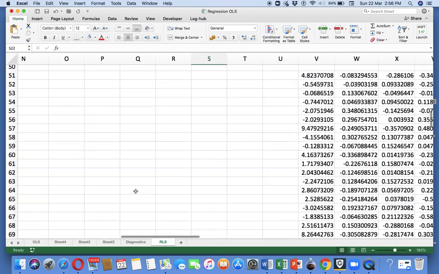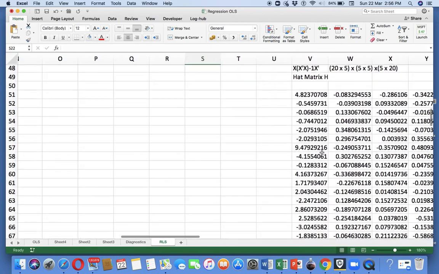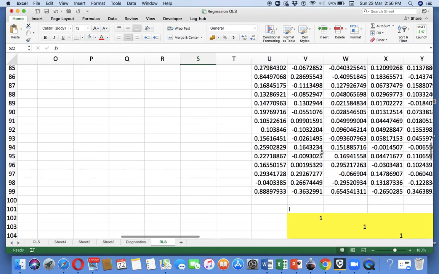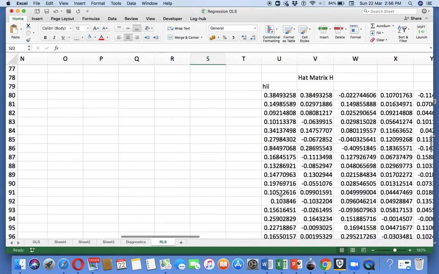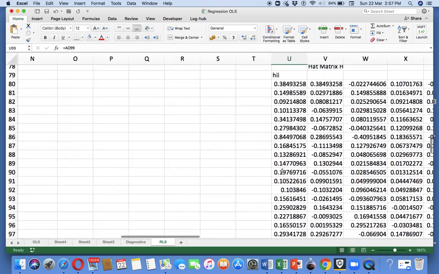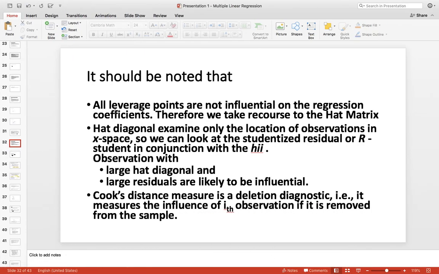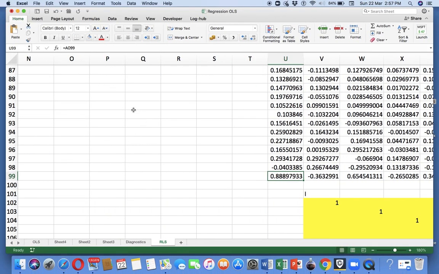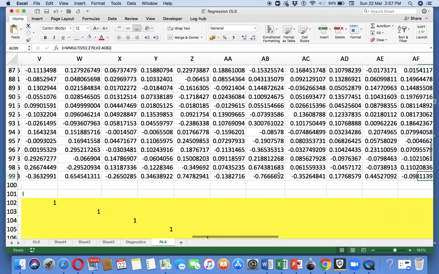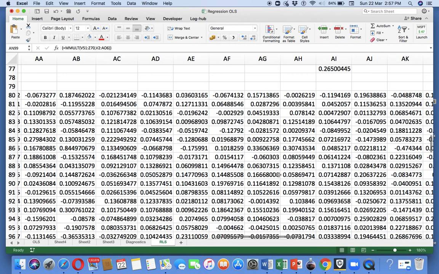And the last value, here it is visible. It is very much visible in the HII. You see, it's a relatively large value. It gives a large value of HII. So we are going by the rule book. A large hat diagonal and a large residual is indicative of influence. This is actually the diagonal which we are just transcribing over here.